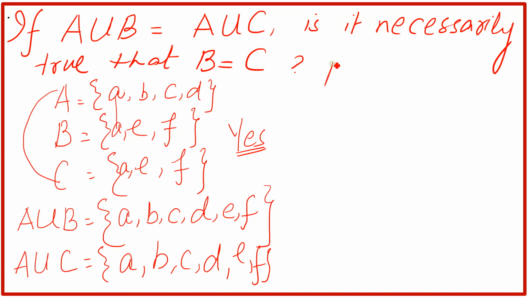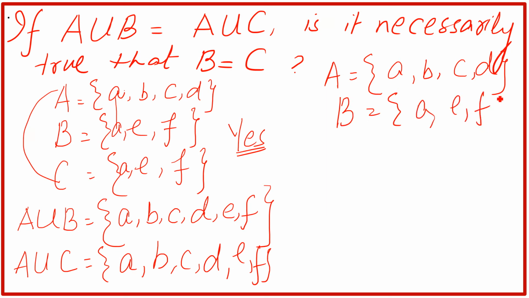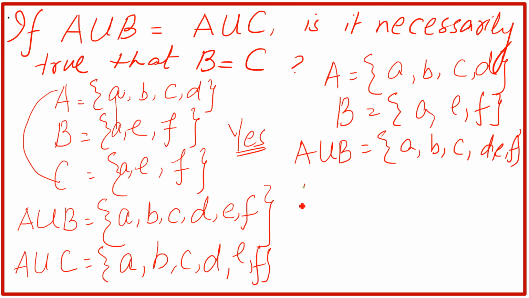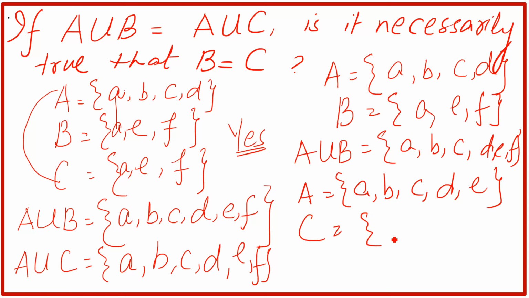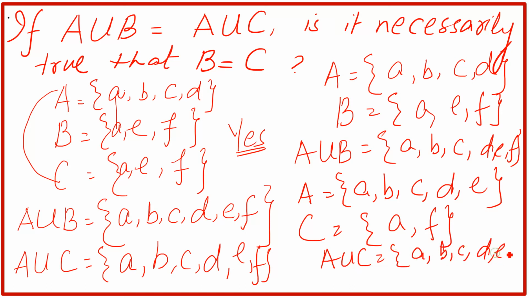But suppose I write down A as A, B, C, D. In B we have, suppose, A, E and F. These two sets I am using for A union B. So the same thing, A, B, C, D, E and F. Now suppose A is equal to A, B, C, D, E, and in C we have A and F. If I find out A union C, I will get the same answer: A, B, C, D, E and F.